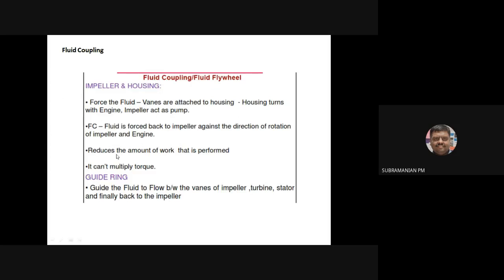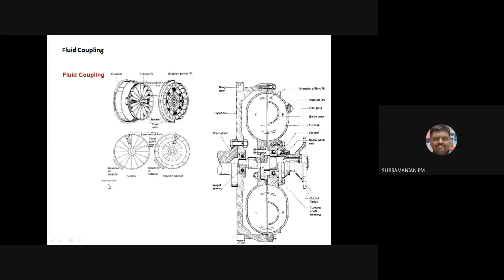The remaining things we have seen; I have explained the same thing. I told you, the guide ring will guide the fluid flow. You can draw this sketch in a simplified way. You don't need to draw this bearing, simply show a shaft. This arrangement, the radial pack seal and the output flange are not needed. Just draw a shaft.